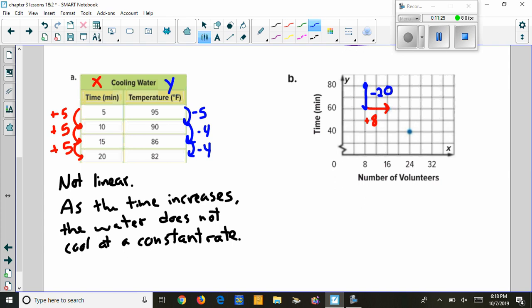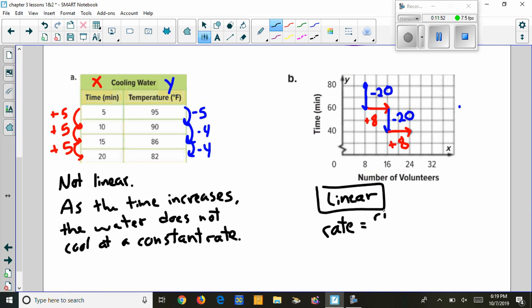I'm going to do the same thing again. I went down 2 spaces for minus 20, and then right 2 spaces for plus 8. So this is a linear relationship. We could see that from the picture to begin with. And its rate has already been found. It's going to be, again, the change in y over the change in x, also called rise over run. That's negative 20 over 8.